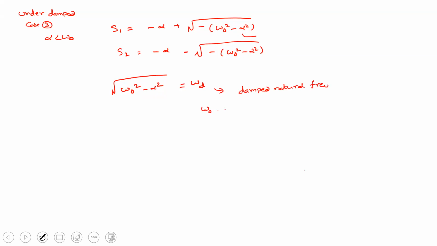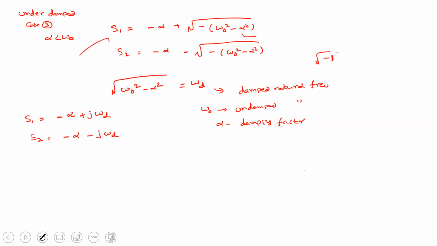So we have omega naught, which is the undamped natural frequency, and alpha is the damping factor. This equation can be written as s1 equal to minus alpha plus j omega d, and s2 equal to minus alpha minus j omega d. Here the square root of minus 1 we assume as j. You agree with this?